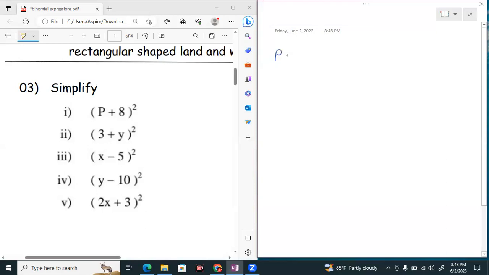Simplify: here it is p plus 8 squared. Then we know we have to take the square of the first term. Then definitely write the 2 times the product of two terms, that means p times 8. Then 8 squared, because the square of the second term. Then p squared add 2 times 8, it is 16 times p. Add 8 squared, that means 8 times 8, it is 64.